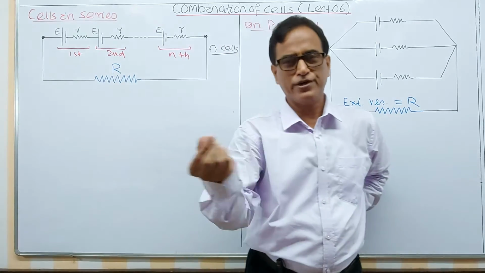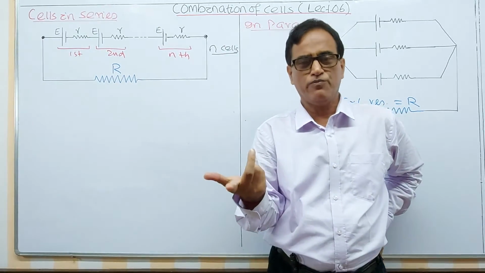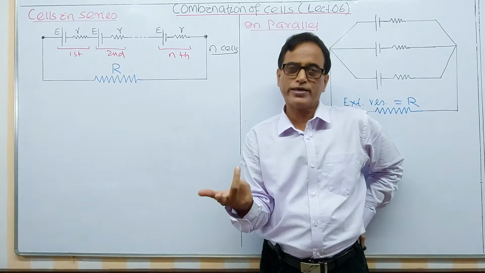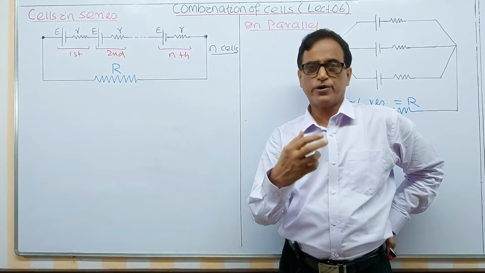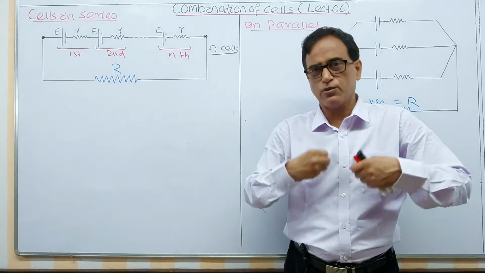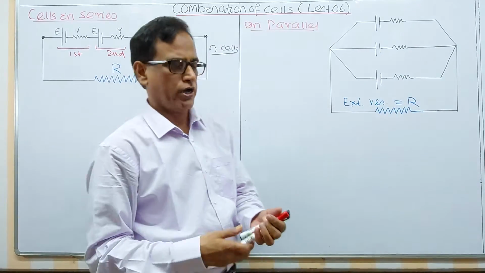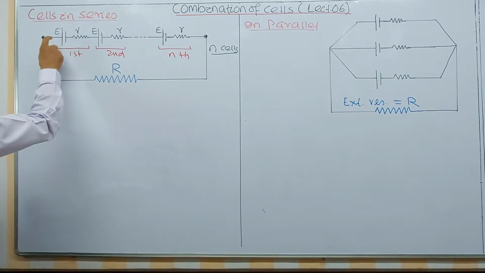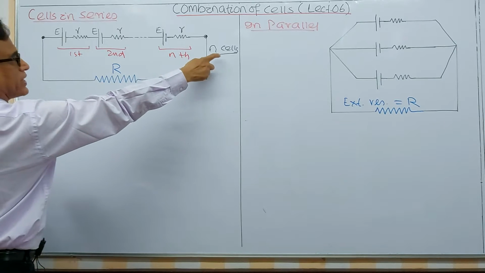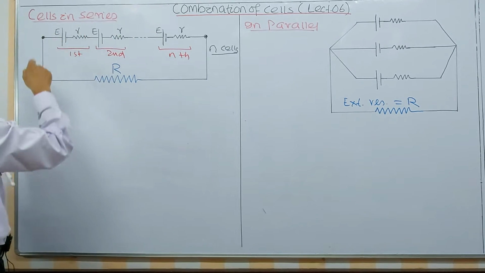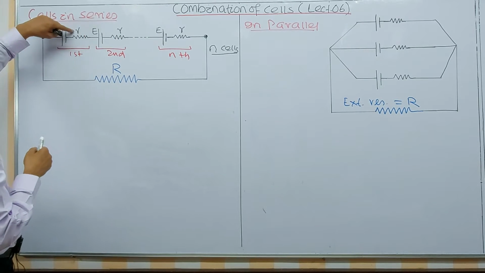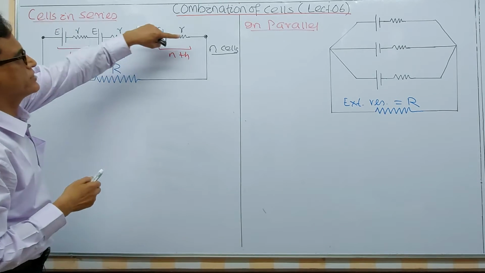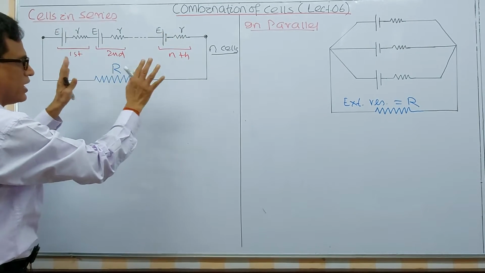If you give one cell, the bulb can glow. If you give two cells, the bulb can glow with low intensity. But for higher intensity, we use more cells to get more current in the circuit. Now let me consider n number of cells, each of EMF E and internal resistance r, connected in series to an external resistance R.